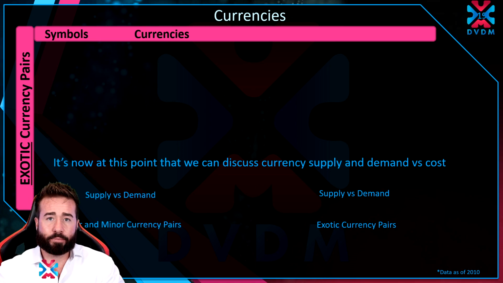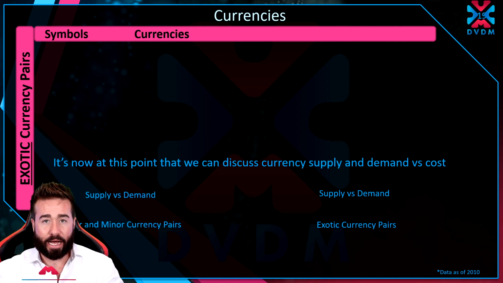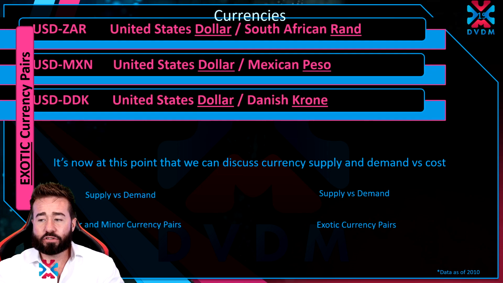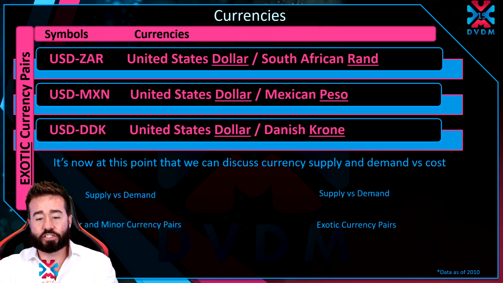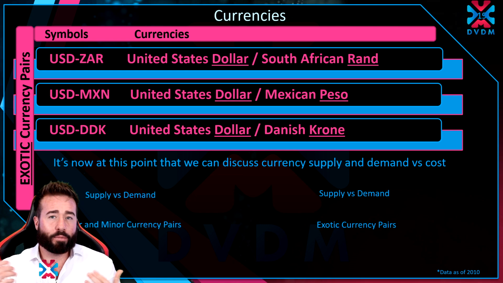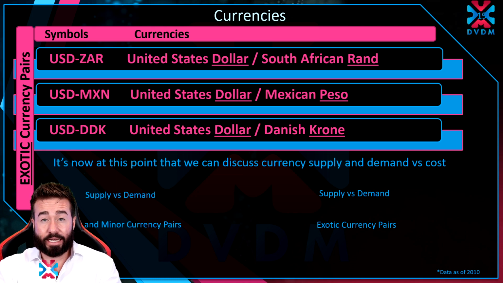So exotic currency pairs will be all of the lower supply, lower demand currencies out there in the world. Obviously, there are many different countries in the world that each have their own currency. So there are lots of currencies out there. These will be currencies that are, like I said, just less in supply and probably less in demand too. Examples of this would be the United States dollar and South African rand, United States dollar and Mexican peso, and the United States dollar and Danish krone.